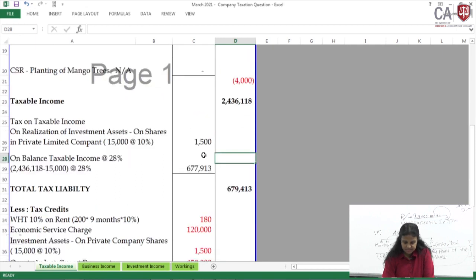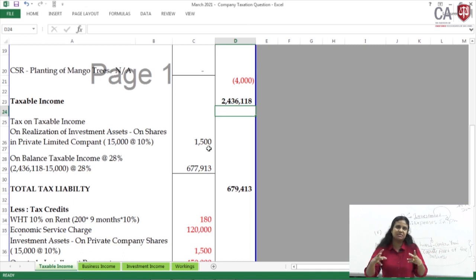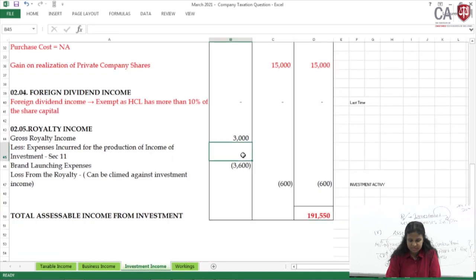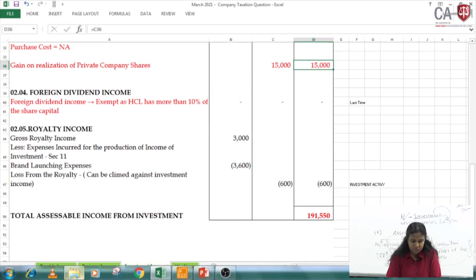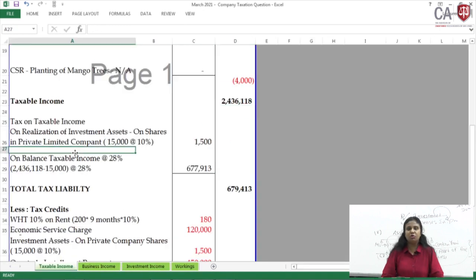Then I am arriving at the taxable income. From the taxable income, now there are two tax rates. There is a composition of income tax liability with two tax rates. One is 10%, the other one is the normal tax rate of 28%. Therefore, the 10% on what? 10% on private limited equity shares disposal gain 15,000. This one you have to take separately from the taxable income. First do that. Finish off the reduced rate and come to the normal rate.